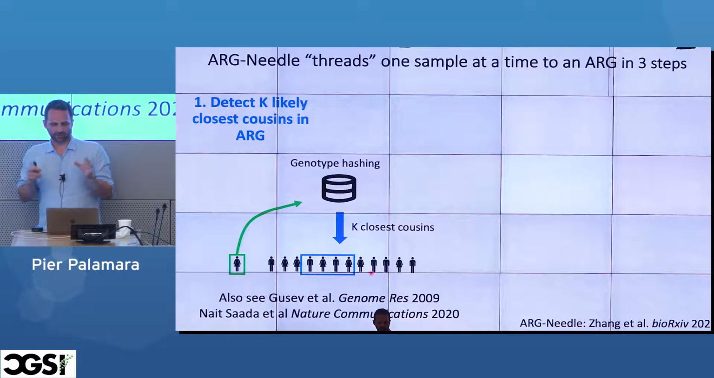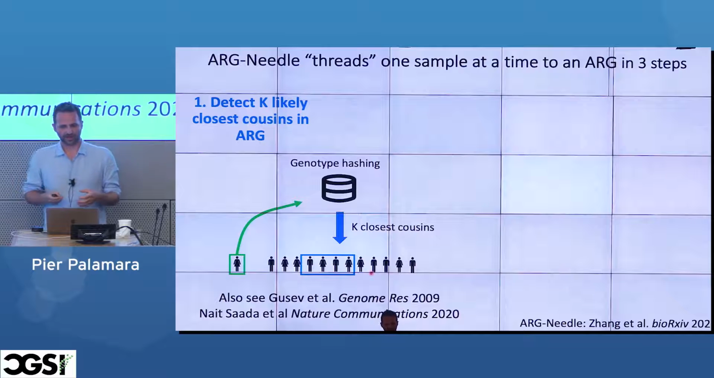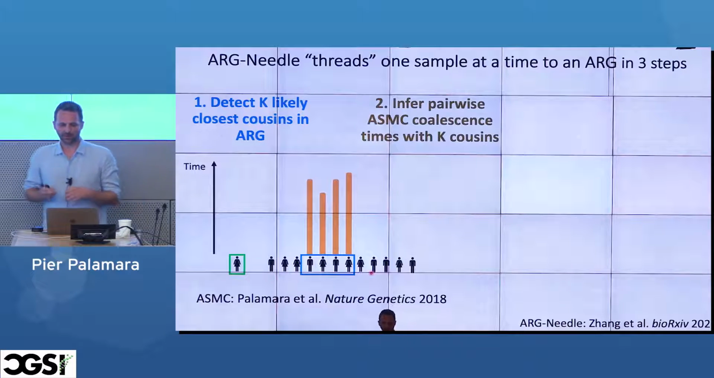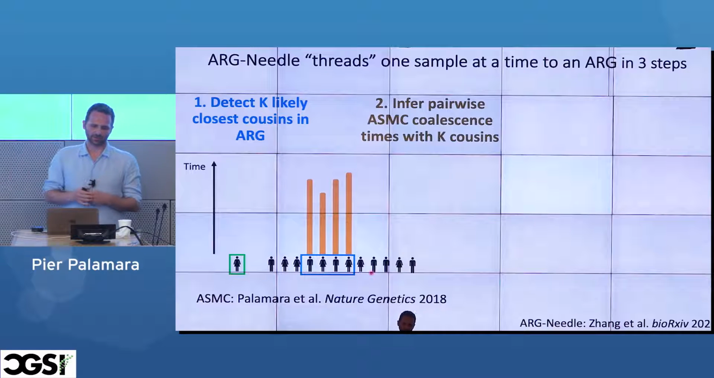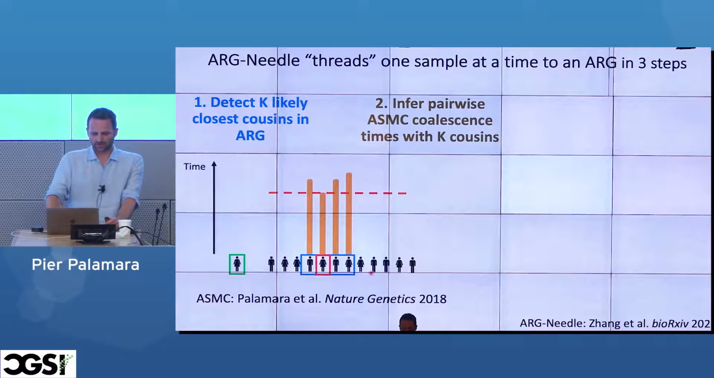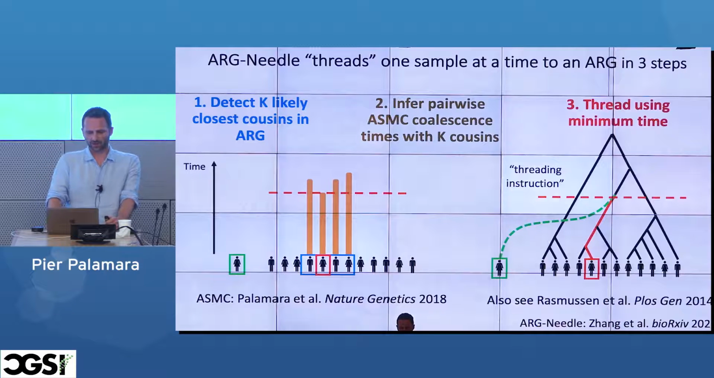So the second step is once I have this much smaller set of candidates to look at, I use ASMC to get the time depth as well for these samples. And then I take the minimum of these time depths, and now I have a refined estimate of which one is the closest cousin at this site for this sample. There might be more than one, but we only care about any of them.